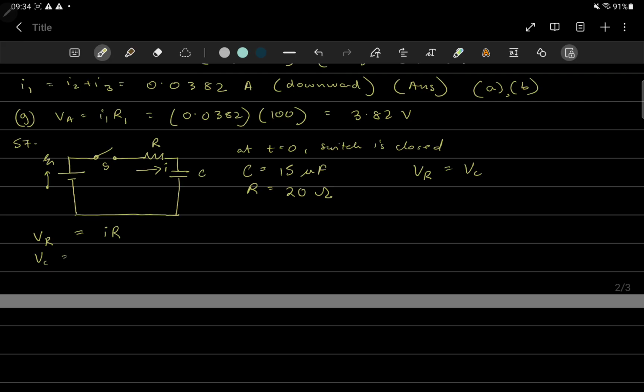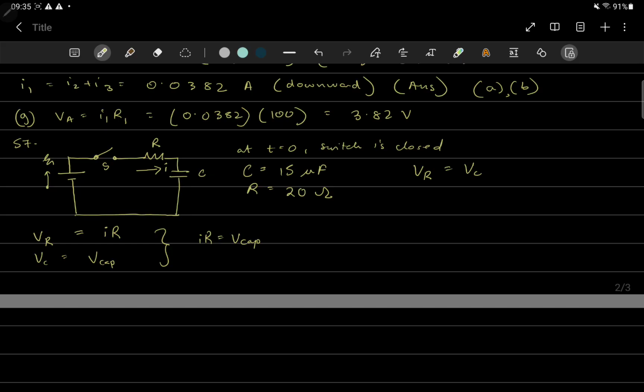And VC is just the voltage across the capacitor, so let me write it as V cap. Okay, and we have to equate these two, meaning we have to write IR equals V cap for us to solve the equation. So now first of all I need to figure out what IR is and what V cap is.